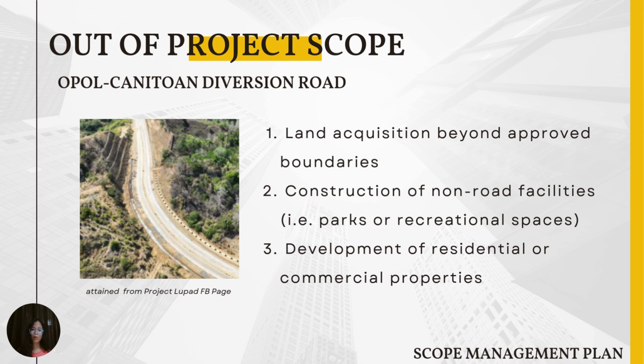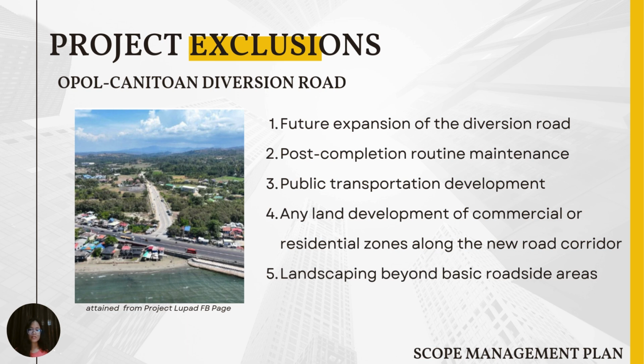So it is out of the project scope to construct parks or recreational spaces or non-road facilities, as well as the development of residential or commercial properties. So, apart from the out of project scope is the exclusions section for the project management plan. So, the project exclusions are the list of what is outside the boundaries of the project, like updates for a later project or already not part of the project and will be part of a separate project.